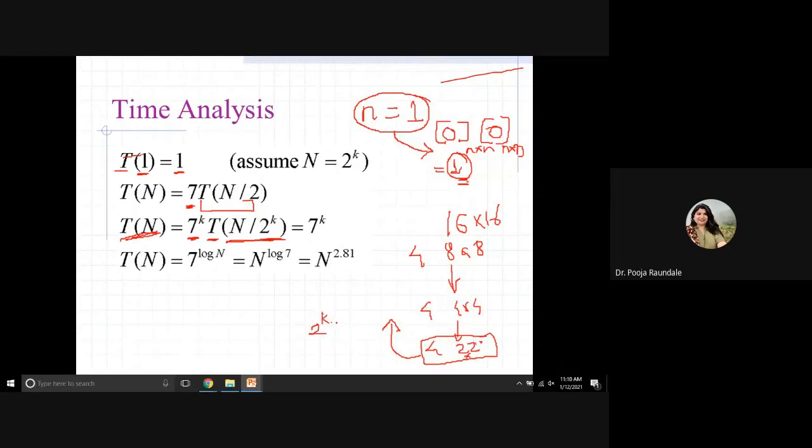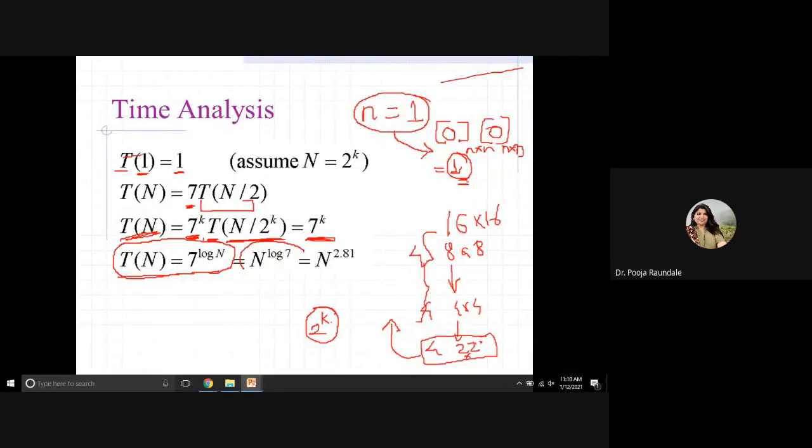You need to reach the granular level, so your height of the tree, related to your merge tree, is 2 raised to k. So 2 raised to k times you will have to cut. And you get here 7 raised to k, because of the 7 multiplications. Each time you will perform the 7 multiplications. So T of n is equal to 7 raised to log n.